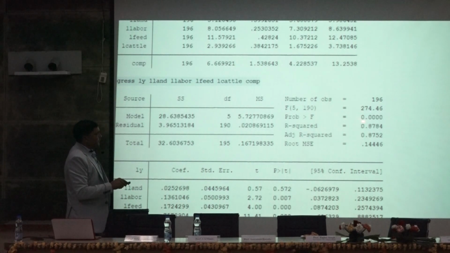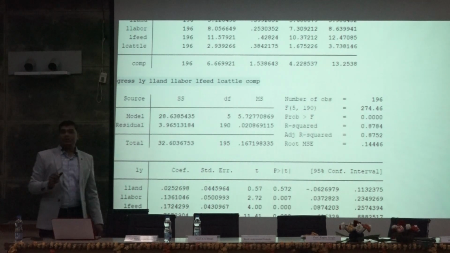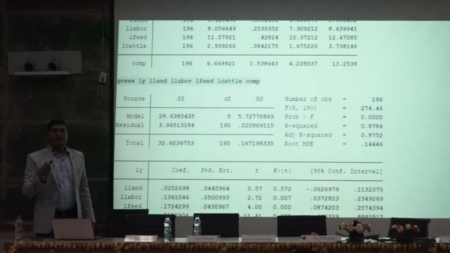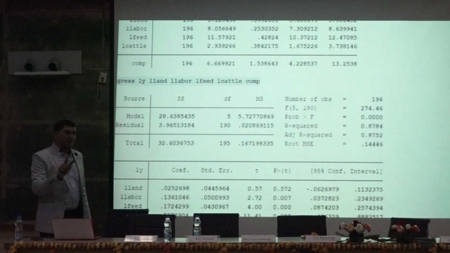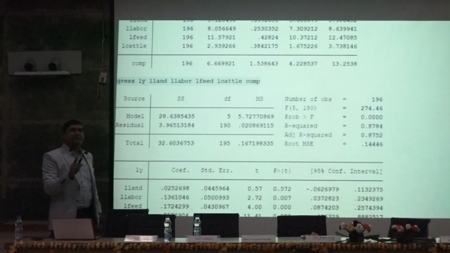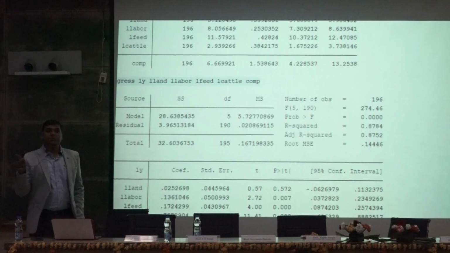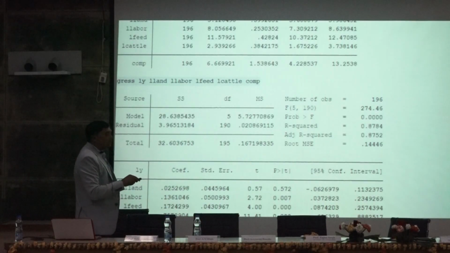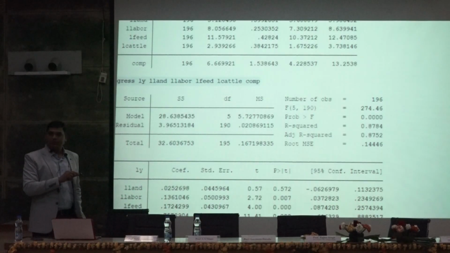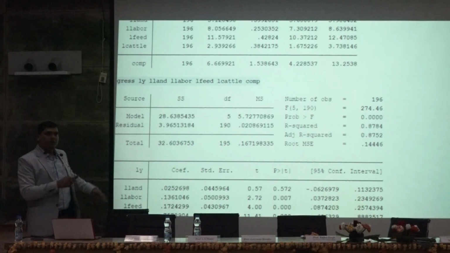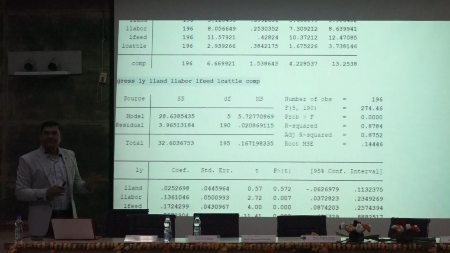This is the p-value, and this p-value must be less than 0.05 if your level of significance is 5%. If your level of significance is 1%, then you have to check with 0.01. So the first step is to check this value. We have to compare this value with the level of significance, and if this value is less than the level of significance, it means your overall model is significant.